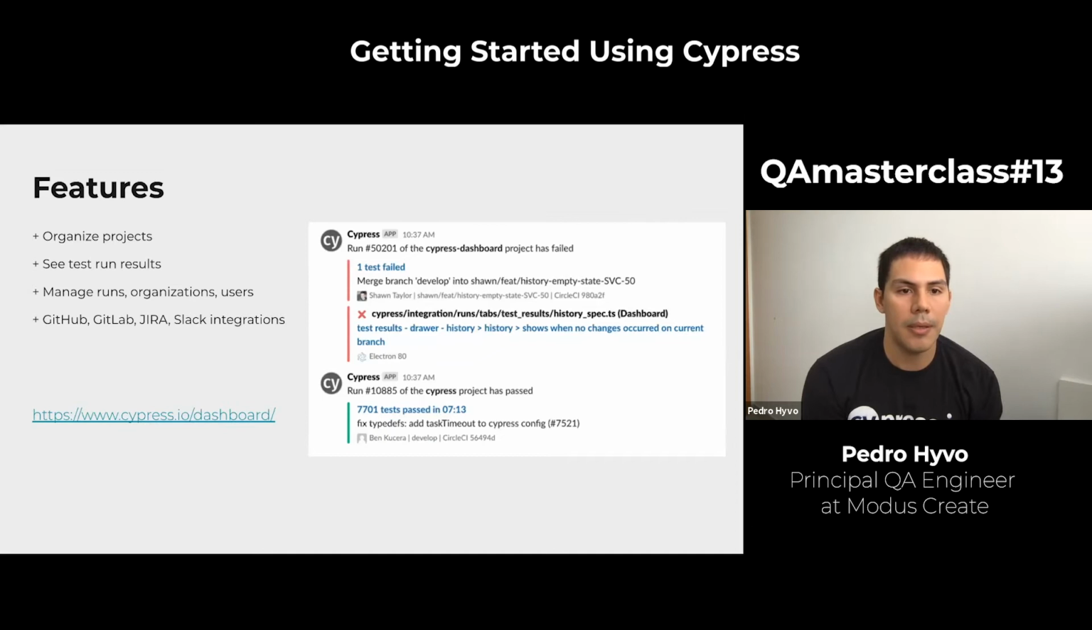It can be easily integrated with your project to organize all the Cypress projects that you have, see all the test runners. You don't need to worry about storing the results or taking a screenshot or a video. It does it for you. You can even manage all the runs, the organizations, and the users as well. And for a paid plan, it also provides to the users the GitHub, GitLab, Jira, and Slack integrations, as you can see on the right side.